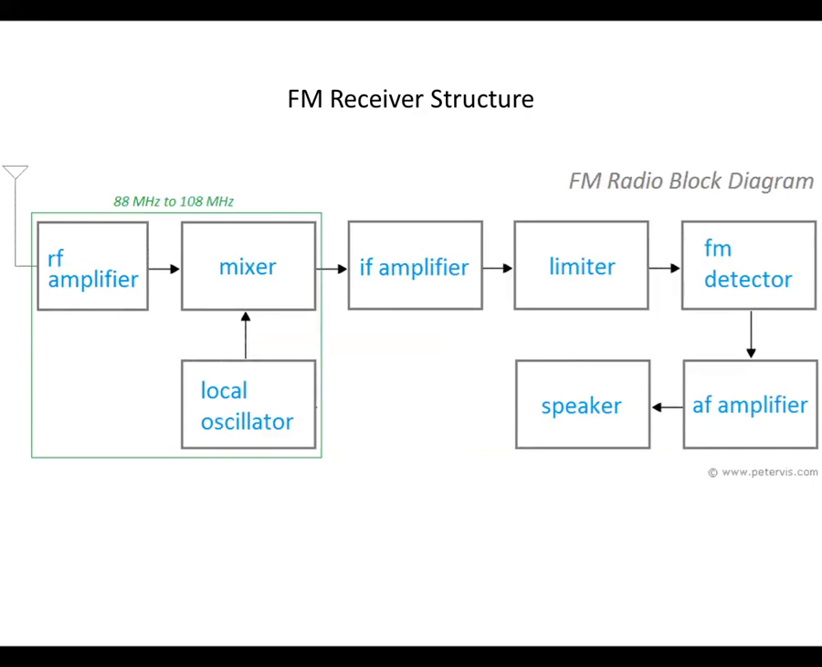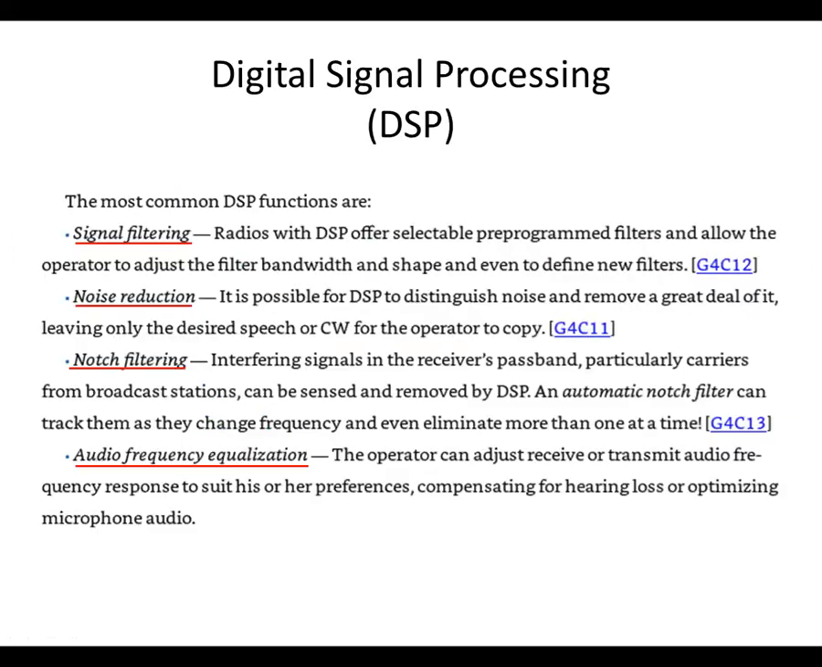FM receiver. We looked at this a little earlier. This is just another block diagram of it, just another way to look at it. And then the broad field of digital signal processing. I forget if this may be out of the book, but there are four most common functions for digital signal processing. Signal filtering, we talked about the low pass, band pass, and high pass filters. You can do that with digital signal processing.